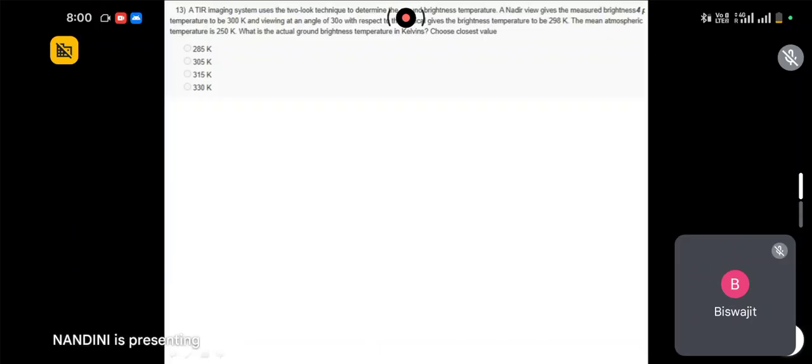So should we solve this problem or should we just stop here? You want to solve it or let's wait? Yeah. So the question is, a thermal infrared imaging system uses the two look. You told to solve it, right? Or you'll solve it.